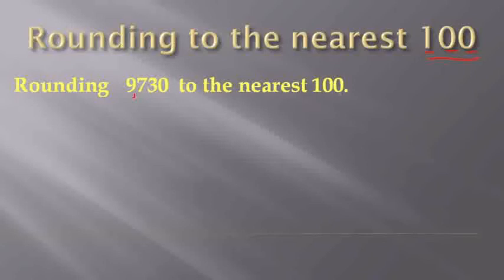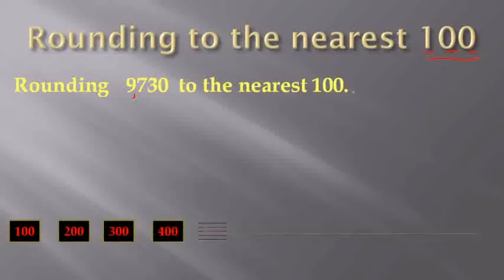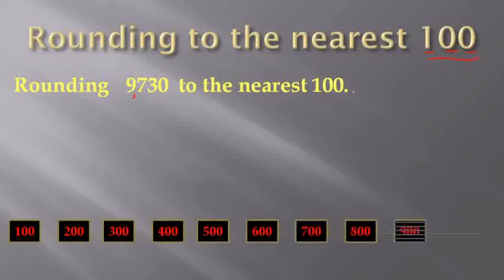So first of all, to round to the nearest 100, we will write all the multiples of 100. First 10 multiples of 100 you can write also: 100, 200, 300, 400, 500, 600, 700, 800, 900 and 1000. Okay, now just concentrate on these last three digits, 730. So just check that 730 lies between which two multiples. It is greater than 700 and less than 800. So it will lie between 700 and 800.